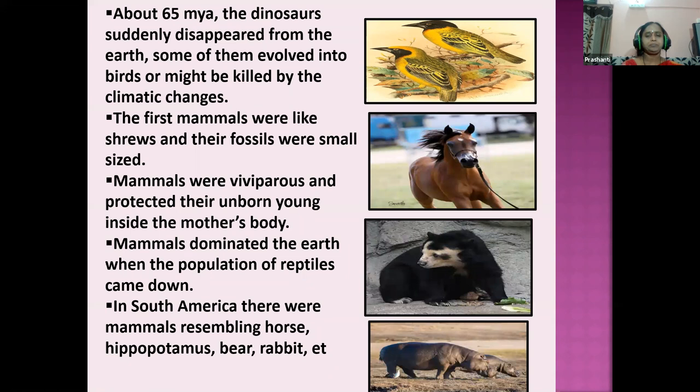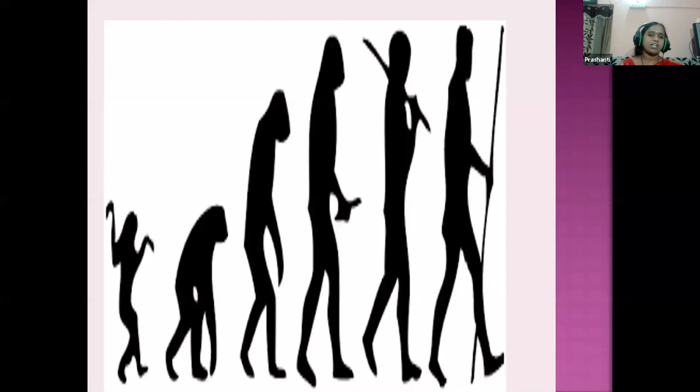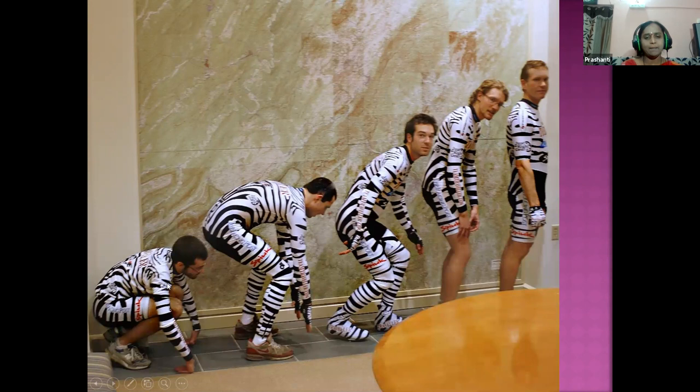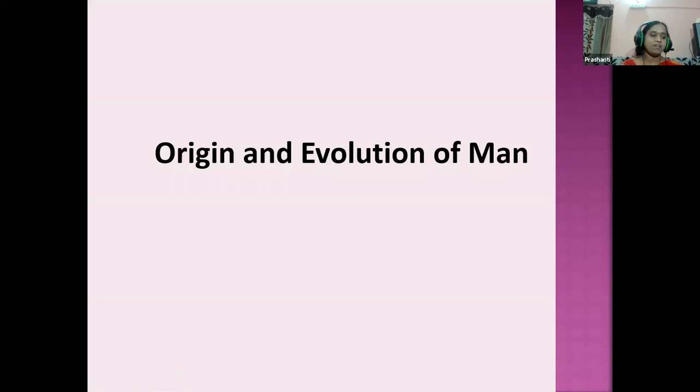Next, when you take the origin and evolution of man, this is not a lineage. There were very gradual changes. When you take the evolution of primates, which includes the animals, it was a very slow change. So this is an illustration, children, of how man has evolved, from completely bending, slowly gaining an erect posture, and now the modern man. So let's study the origin and evolution of man.